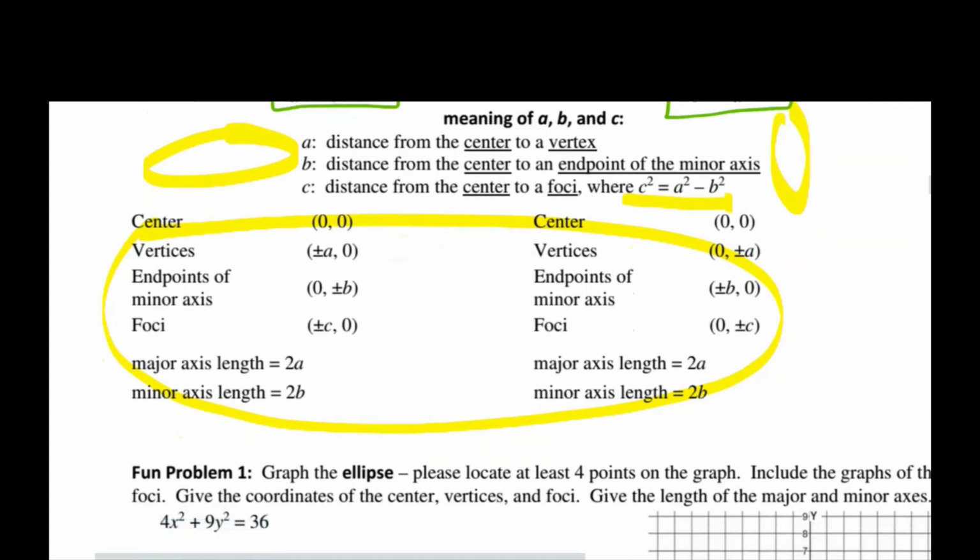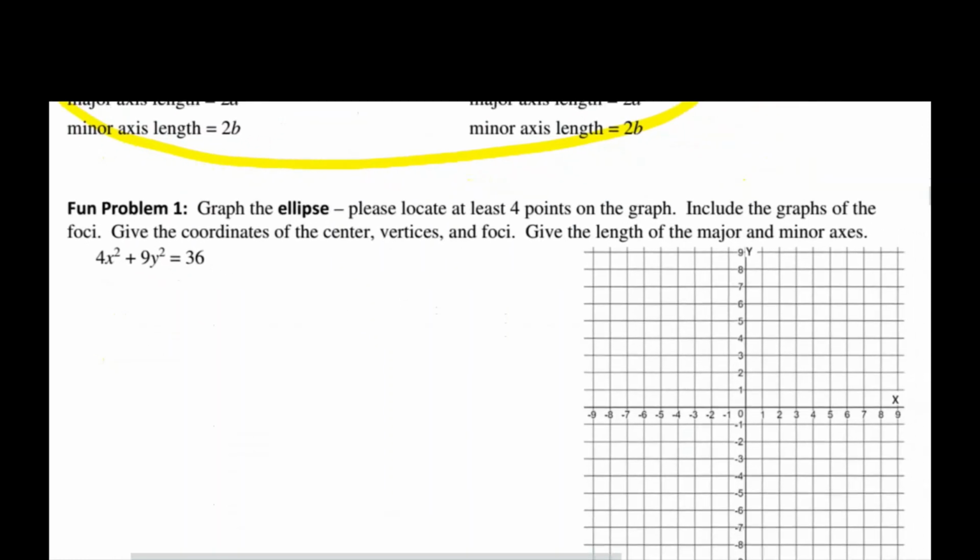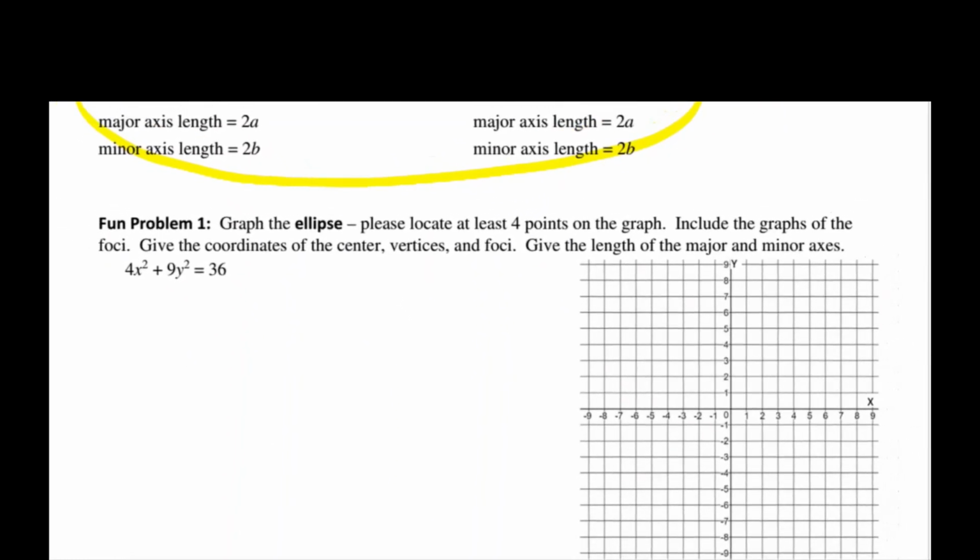Cool. So let's go ahead and look at fun problem number 1. It says, graph the ellipse. Please locate at least 4 points on the graph. Include the graphs of the foci. Give the coordinates of the center, vertices, and foci. Give the length of the major and minor axes.